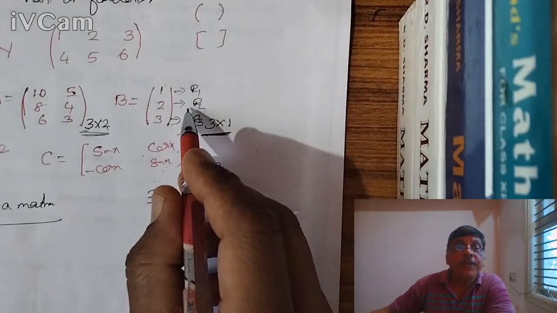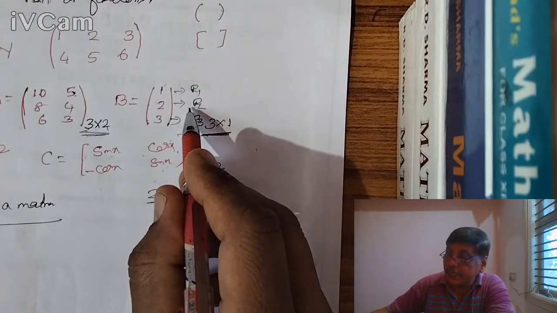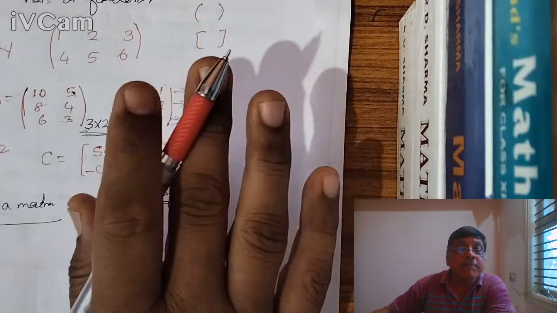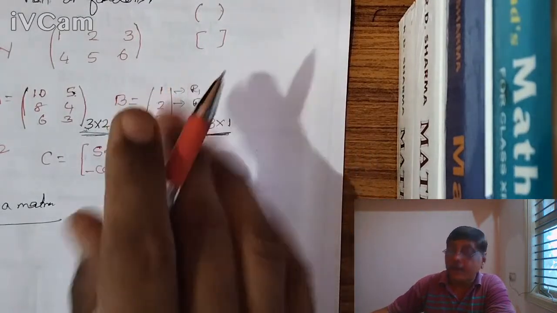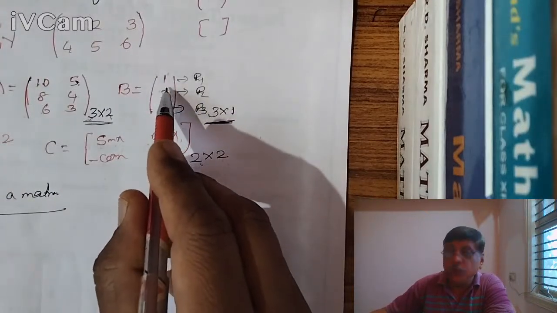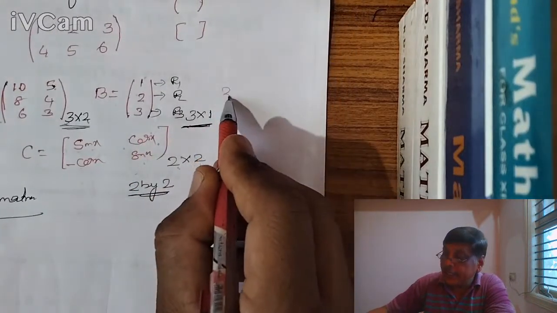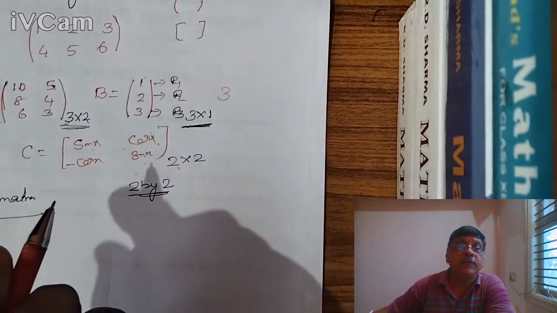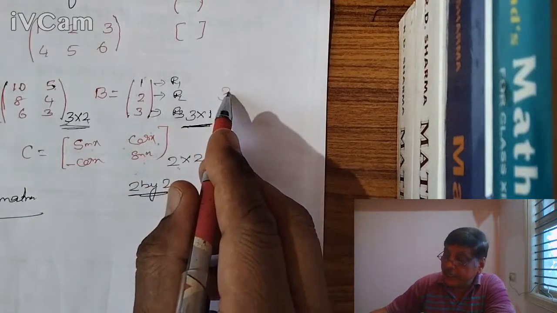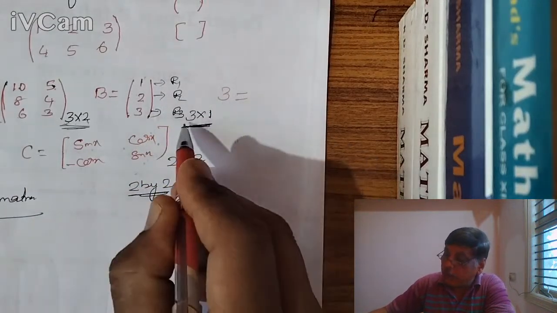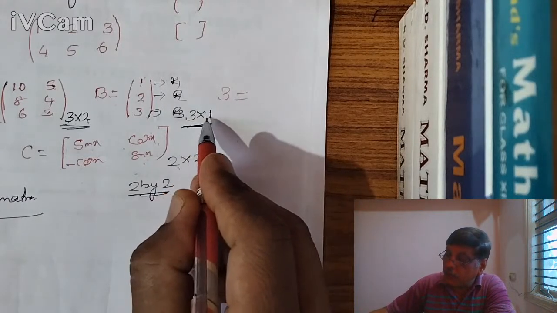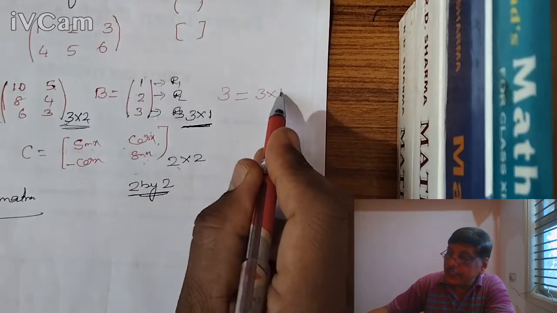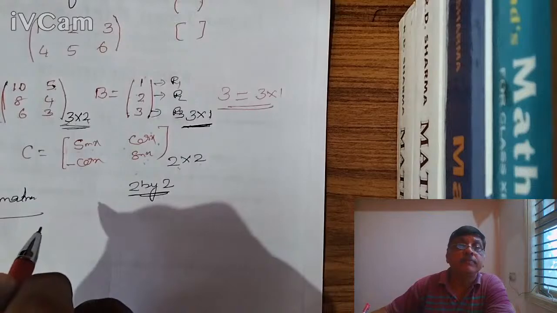Next, when we come to the second example, B is a matrix. You just count the number of entries in the matrix. 1, 2, 3. There are 3 entries, I mean 3 elements. Here that 3 is equal to the product of the number of rows into the number of columns. Yes or no? That is, 3 is equal to 3 into 1.